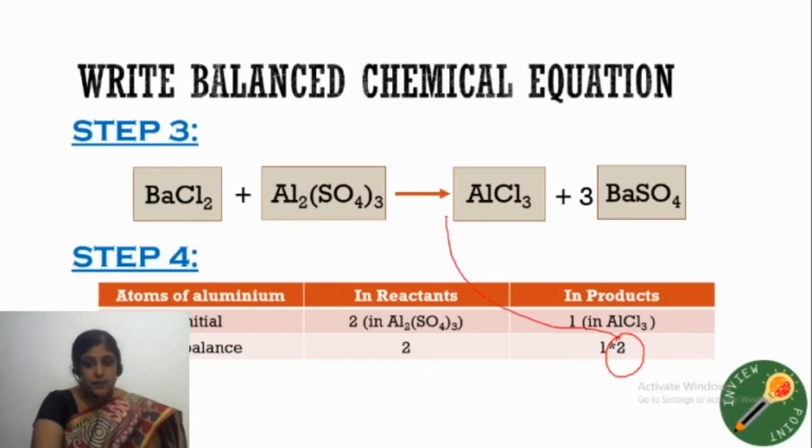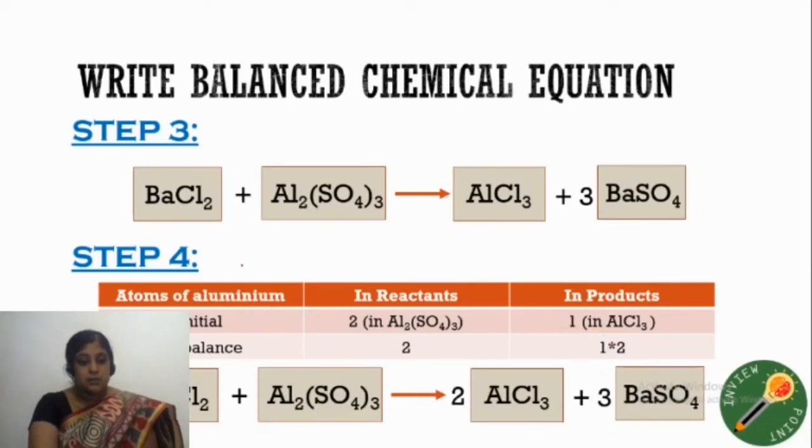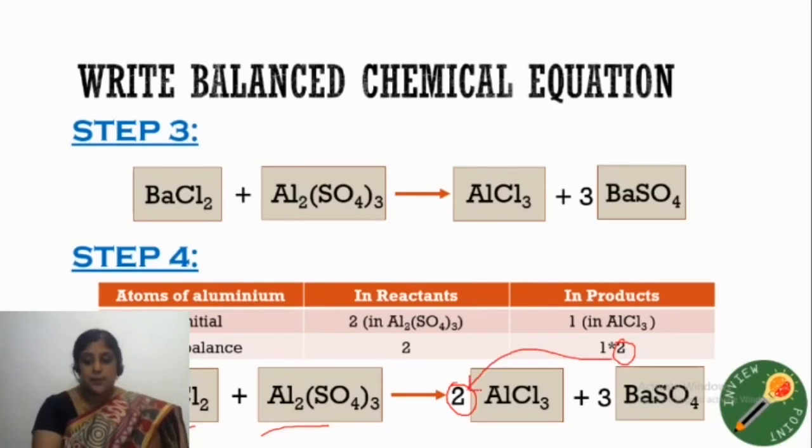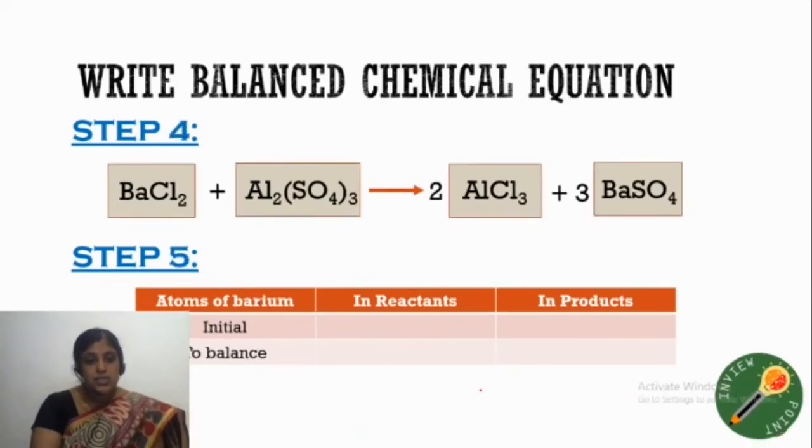So here the aluminium is in which box? In this box, right? AlCl3. So write the value 2 outside this AlCl3. So the equation becomes BaCl2 plus Al2(SO4)3 gives 2 AlCl3 plus 3 BaSO4. Is it clear, students? We write this multiplication factor 2 outside AlCl3. Okay. So what is the next step?